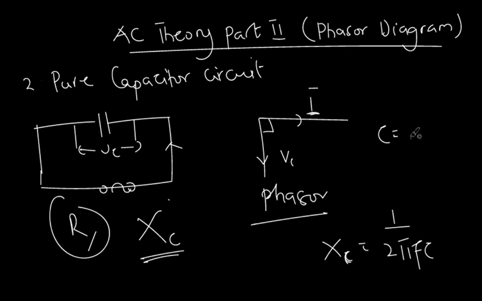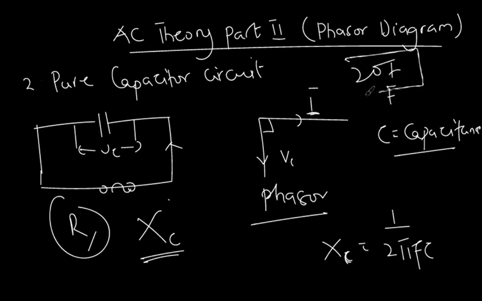So the C over here is what we call the capacitance of the capacitor, and that is what you will be given, in farads. So maybe you are given 20 farad. In case you are given 20 farad, all you have to do is input the 20 farad over here. You will also be given a frequency, and you use that together with the 2 pi, and then find the inverse of that to get your capacitive reactance, which is the total opposition offered to the AC by the capacitor in this particular circuit.